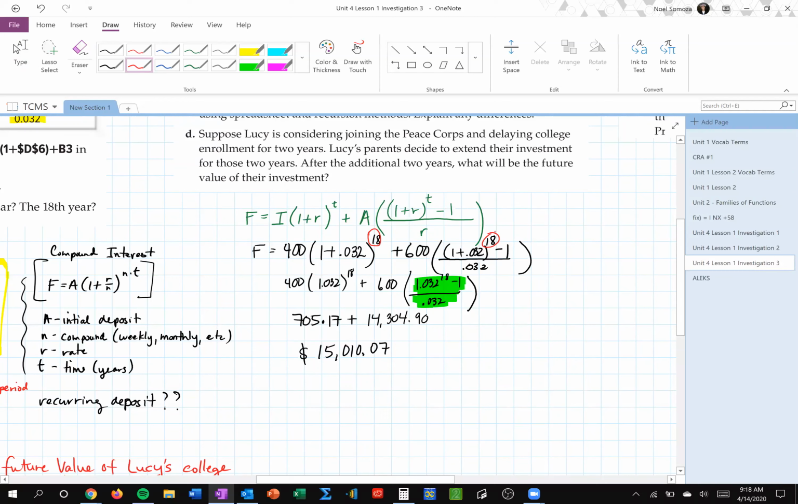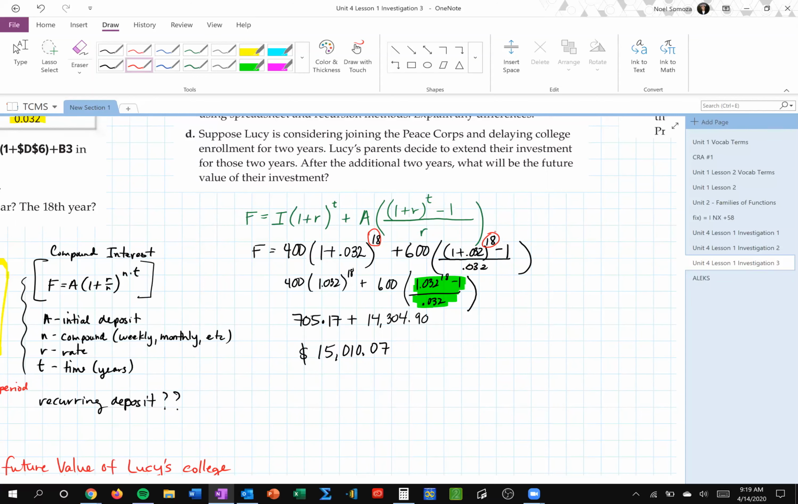18 years up until she graduates high school. But she wants to delay college enrollment for 2 years, right? So then if her parents decide to extend their investment for those 2 years, they're going to keep investing, right, from year 18 to year 19, and then from year 19 to year 20, right? So then after the additional 2 years, what will be the future value of the investment?